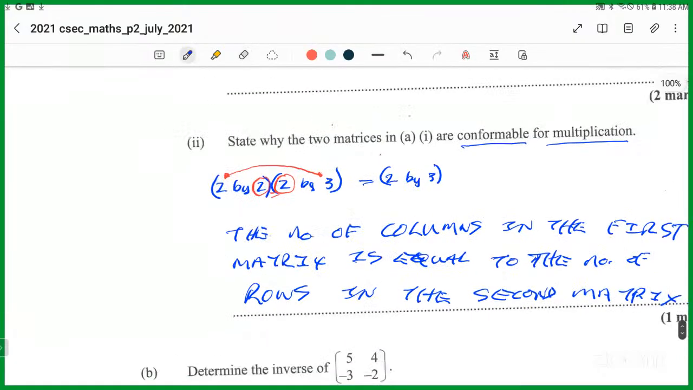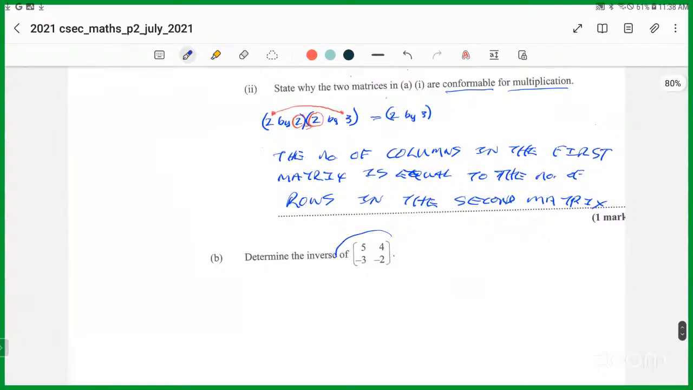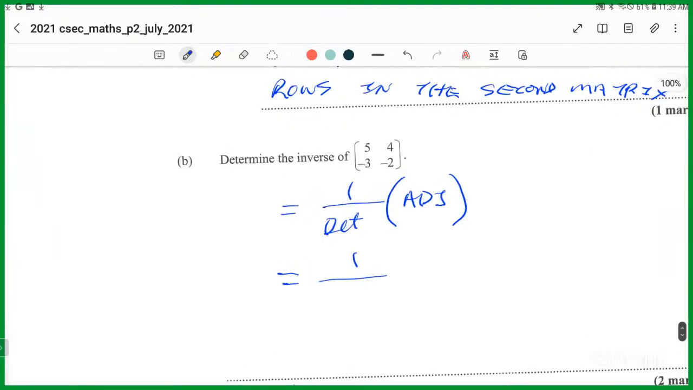So you see, they ask these things on exam paper. So see for yourself. This question down here wants us to determine the inverse of this matrix. And the inverse of this matrix is 1 over the determinant times the adjoint. Let's just work it out right here. 1 over the determinant is this diagonal product minus this diagonal product. Be careful with those negative signs. So this diagonal product is 5 times negative 2, that's negative 10, minus this diagonal product, which is 4 times negative 3, that's negative 12.